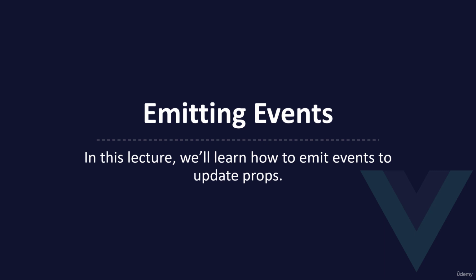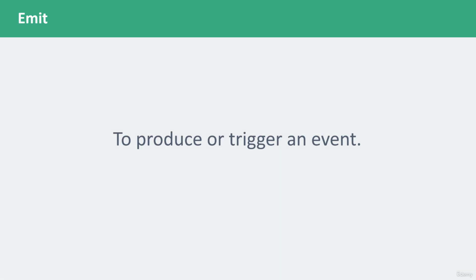Props are not allowed to be updated in child components. This introduces bugs and unexpected behavior in our application. But what if we need to update a prop from a child component? We're going to be doing something called emitting events. The word emit means to produce or trigger something.